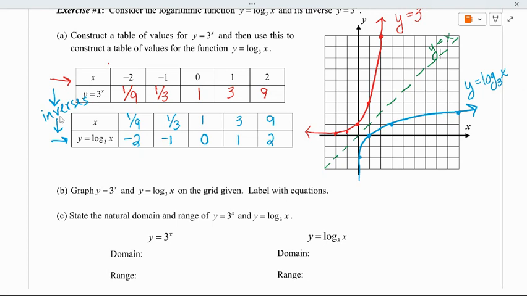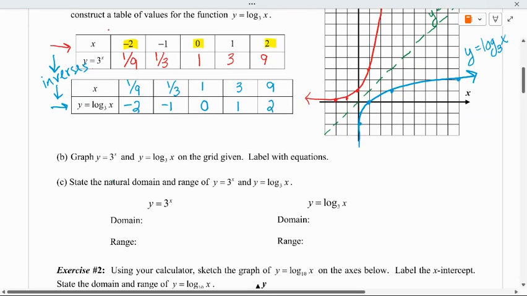Well, we see right here that x is a negative number. We also see that it can be 0 and it's positive. So what's a typical domain? All real numbers. Yeah, x is all real numbers. Our domain is all real numbers.